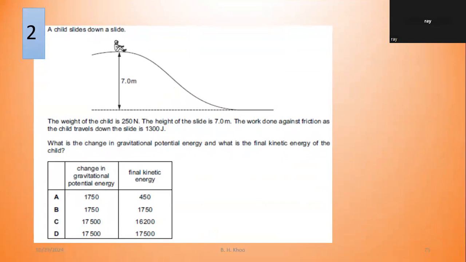Okay, how about this one? Well, this one I don't know how to do. Okay, a child slides down a slide. You are given the weight of the child and the height of the slide. The work done against friction is given, 1,300 joules. What is the change in potential energy, and what is the final kinetic energy of the child? Final kinetic energy is down here.